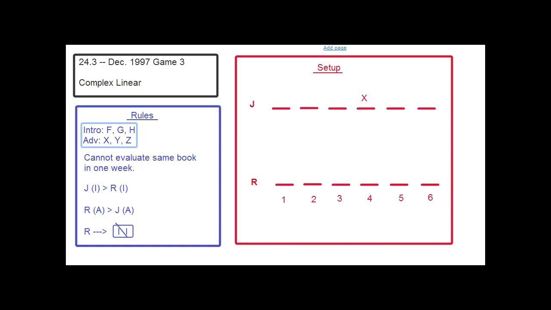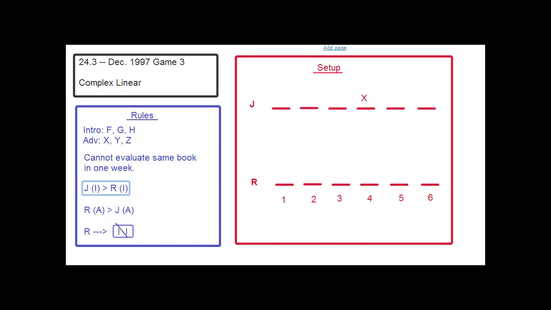So just to reiterate, the introductory books are F, G, and H, and the advanced textbooks are X, Y, and Z. And then they tell us that the 2 editors cannot evaluate the same book in the same week. Okay, so that makes sense. The next rule is that all of the introductory books are reviewed by Juarez before they're reviewed by Rosenberg. Let me make sure that's clear. The way I said it might not be clear. For any individual book that's introductory, it has to be reviewed by Juarez before Rosenberg gets it.